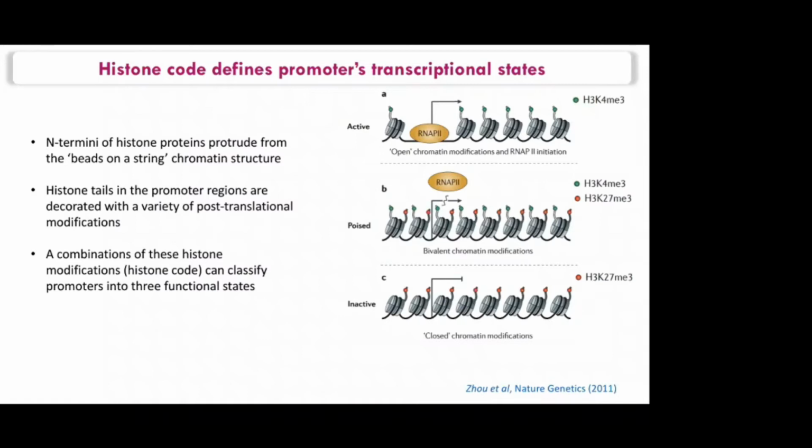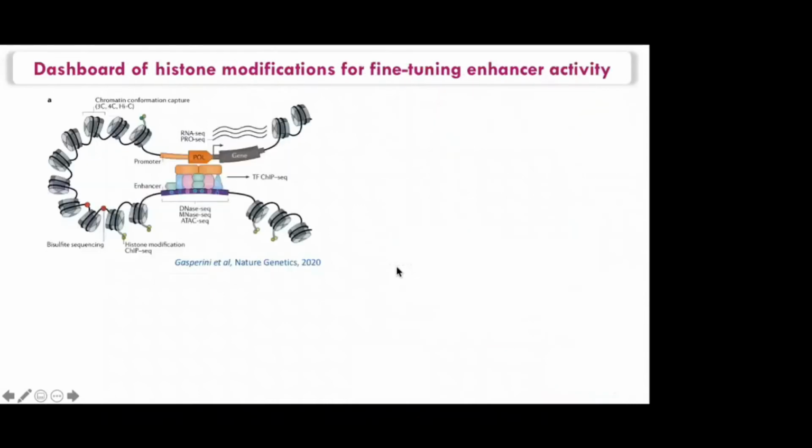So when cells need to rapidly activate certain genes, they just erase the K27 trimethylation, with the active mark being already there. So it's a rapid increase in activation of the chromatin of these genes. So that's the story about the promoters.